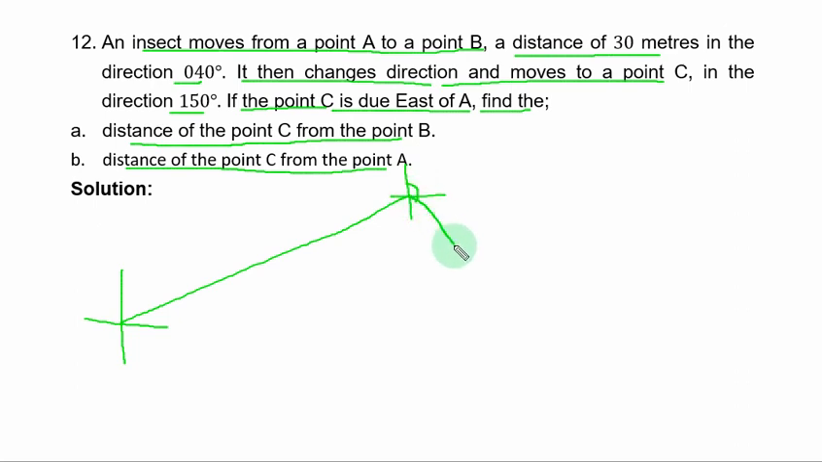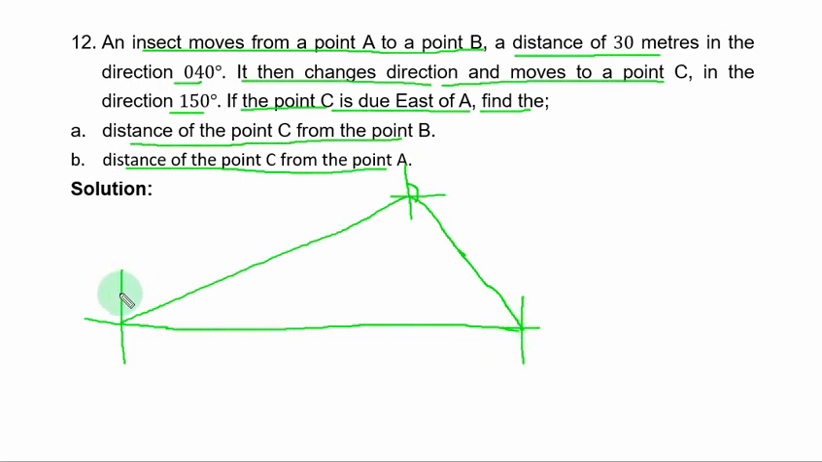But you must take note of the fact that point C is due east of A. So point C should not be above or below the east of A. So let's drop the east of A so that we know where exactly point C should be. So you take it to this point. This is C from B now. So you have it somewhere here. So this is point C.